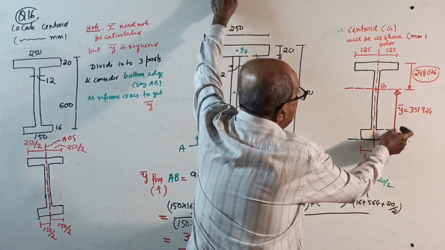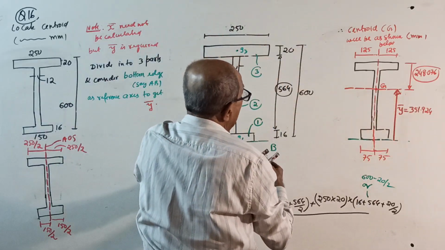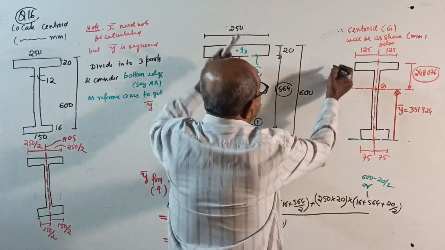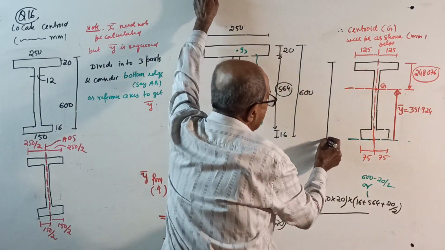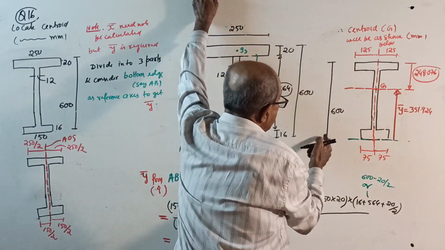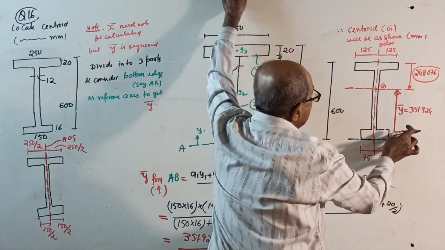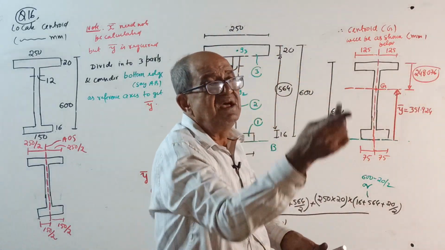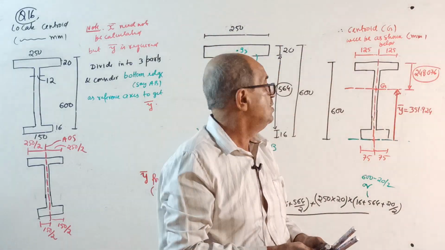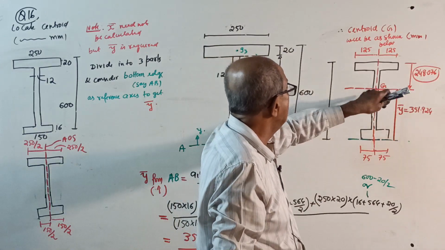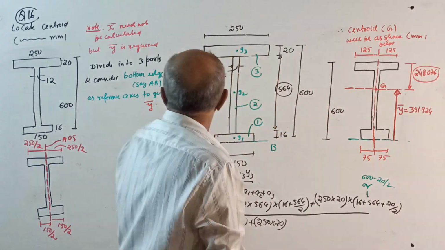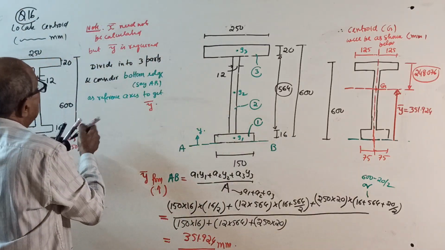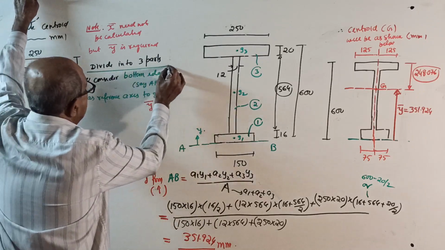Y bar is 351.924. Somewhere outside you mark the total depth. Make a practice to mark the total depth so that it will be clear. 600. From 600 subtract 351.924, get 248.076. Rounded means calculated. Okay, over. We got Y bar. The centroid is here. Now, do one thing. Divide into 3 parts.